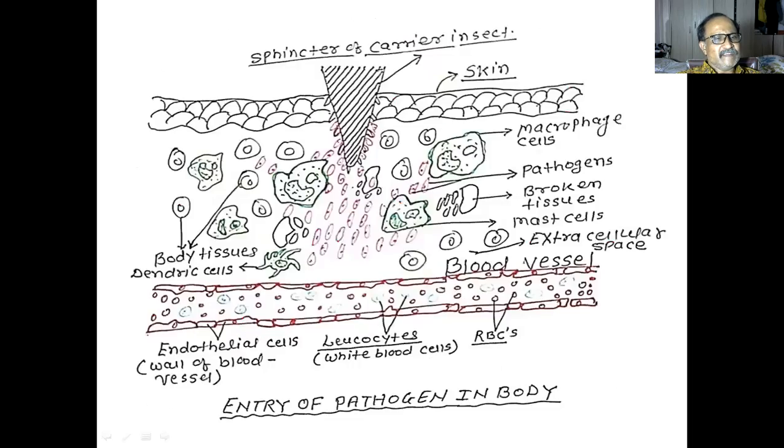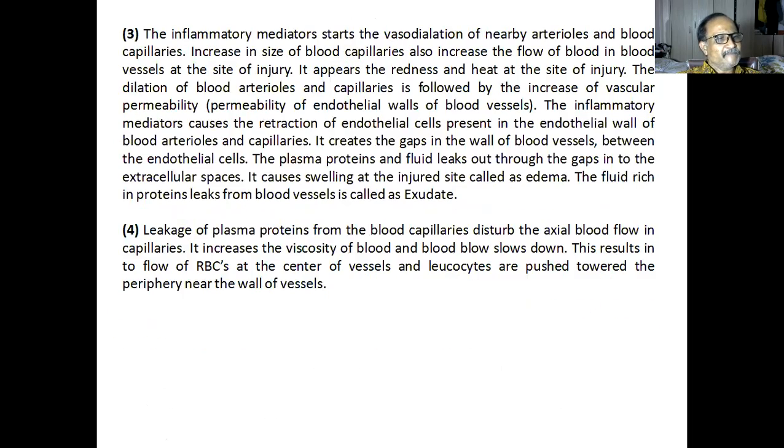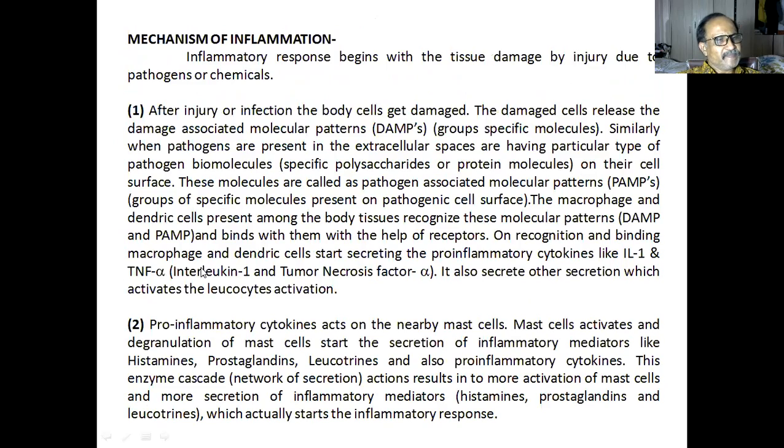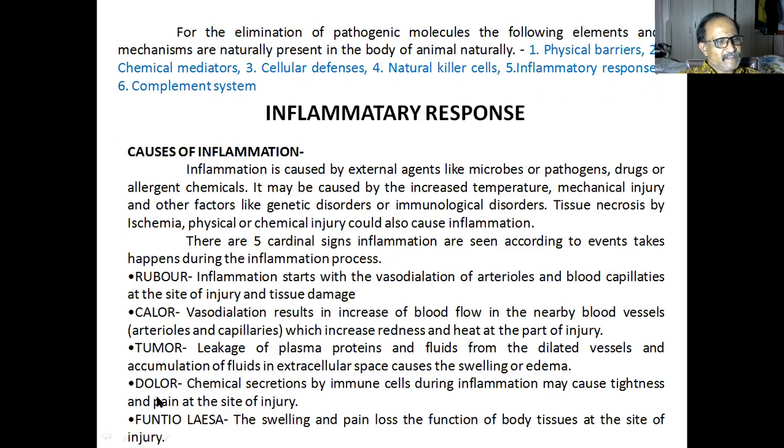Now see here, there are 5 signs of inflammation. Rubor. Inflammation starts vasodilation of arteries and blood capillaries at the site of injury and tissue damage. This is called as rubor. अपने को सेंसेशन हो गया, कहीं पे इंजुरी होगी. ओके, पहले vasodilation जब होता है तो that is called as rubor.